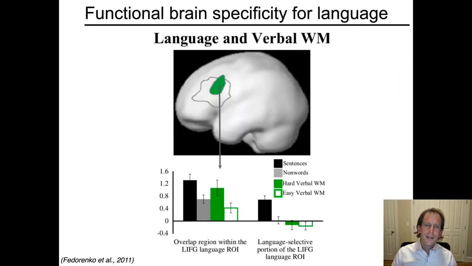This kind of method has actually turned out to help us gain traction on a perennial problem, which is: are there language-specific, language-dedicated regions of the brain?